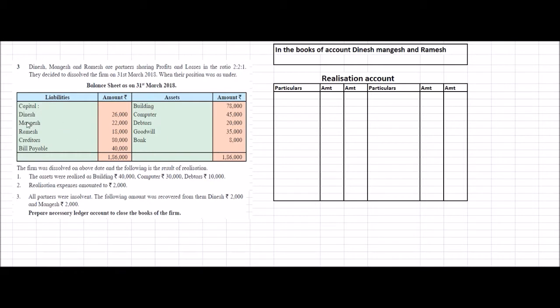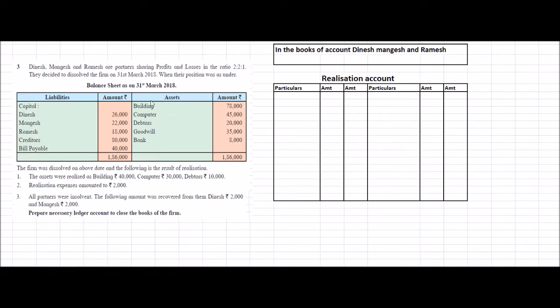The capital balances of Dinesh, Mangesh and Ramesh are 26,000, 22,000 and 18,000. The firm was dissolved on the above date and the following is the result of realization. The assets were realized as building rupees 40,000, computer rupees 30,000, data rupees 10,000, and realization expenses amount to rupees 2,000. All partners were insolvent. The following amount was recovered from them: Dinesh brought 2,000 rupees and Mangesh brought 2,000 rupees. We need to prepare the necessary ledger accounts to close the books of the firm.